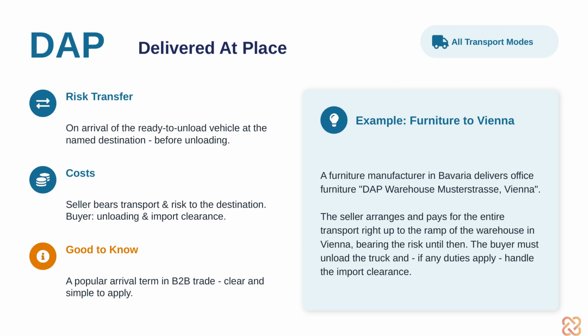An example. A furniture manufacturer in Bavaria delivers office furniture DAP warehouse Musterstraße, Vienna. The seller arranges and pays for the entire transport right up to the ramp of the warehouse in Vienna, bearing the risk until then. The buyer has to unload the truck and, if any duties apply, handle the import.